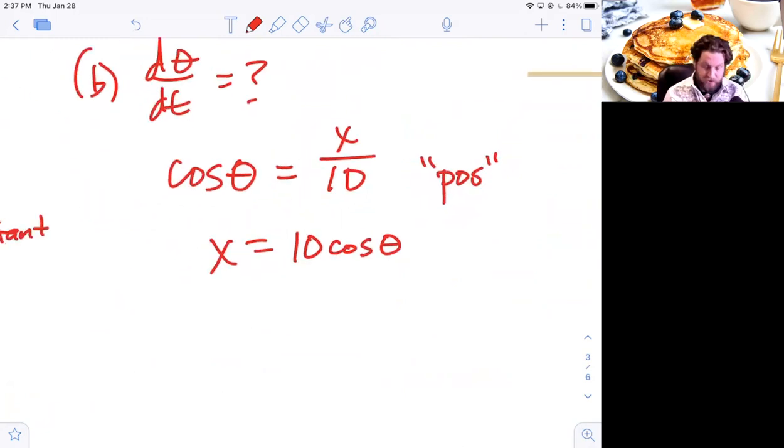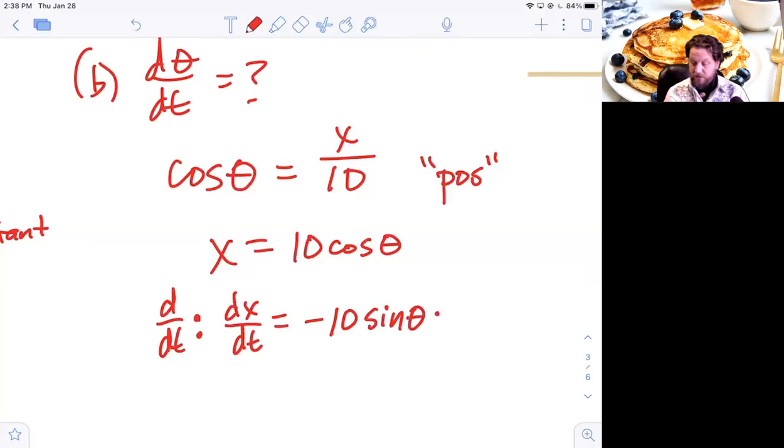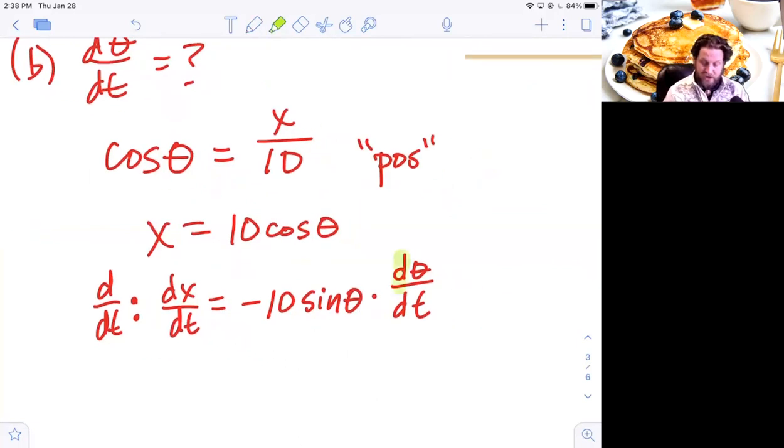Now we'll take the derivative with respect to t. So d/dt is dx/dt equals the derivative of 10 cosine of blob, which is going to be negative 10 sine of the blob times the chain rule, d theta/dt. There's your rate equation. I'm trying to find d theta/dt, so I have to know everything else. Do I know dx/dt at the moment? Yeah, that's still the given. Now, do I know theta at the moment?